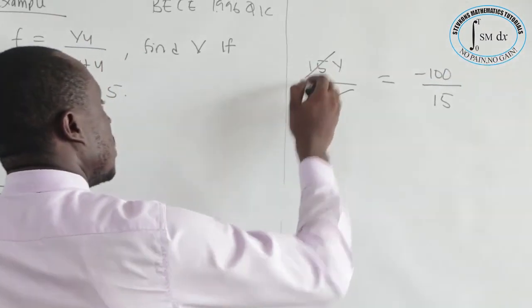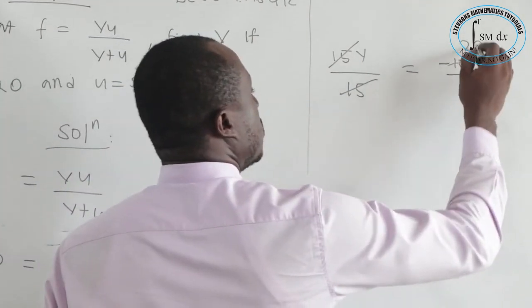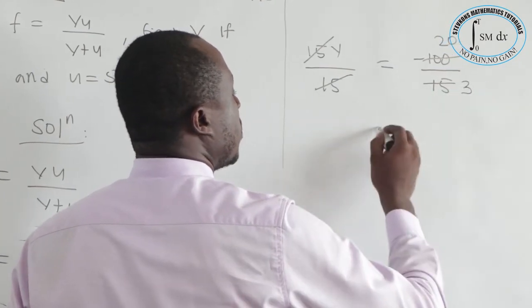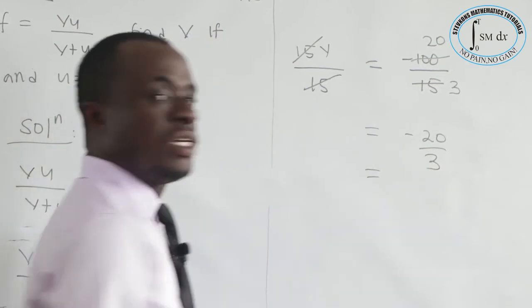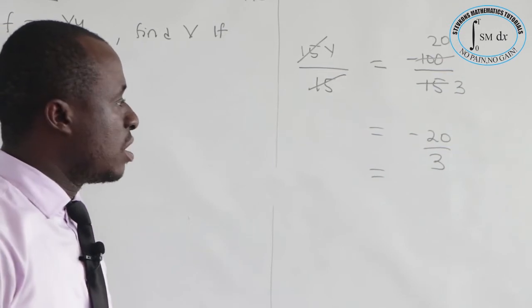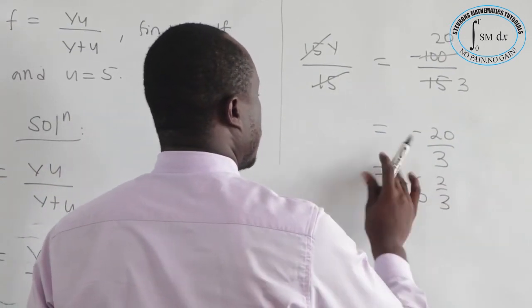Now this is cancelling out that. Now 5 will go here, that is 20. 5 will go into 15, that is 3. So you have negative 20 over 3. Now we can change this to a mixed fraction. 3 will go into 20, that is 6 times. So you have negative 6 and 2 over 3.